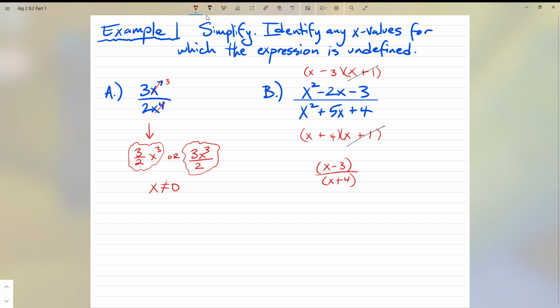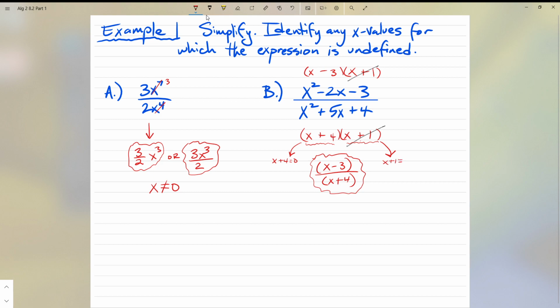And then I will also look for what numbers shouldn't be possible to be used, so any numbers that would make this undefined. The easiest place to look for that is the factors. I'm going to look at the x plus 4 and the x plus 1, and I'm specifically going to look at the factors before I simplified. Both of these are where I'm going to get my undefined values from. The easiest way to do it is to set them both equal to 0.